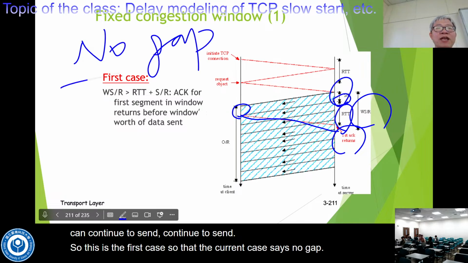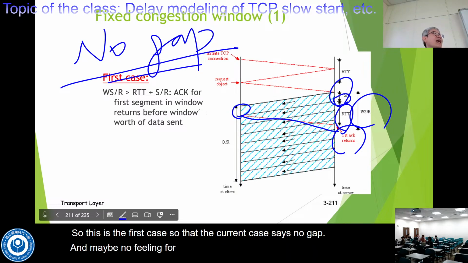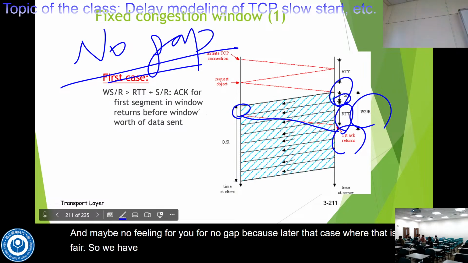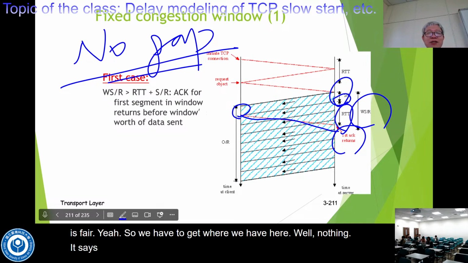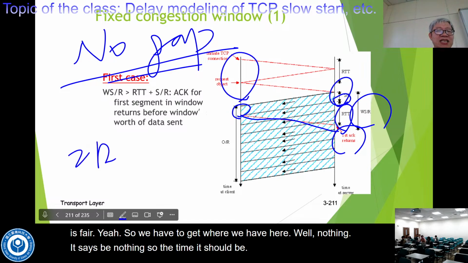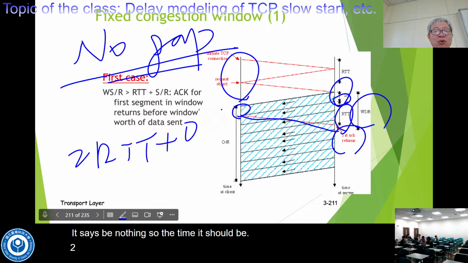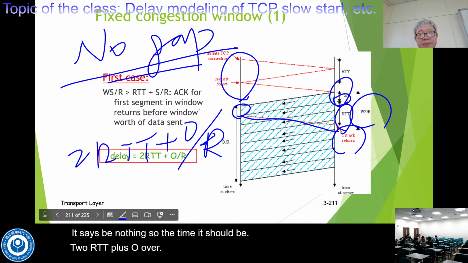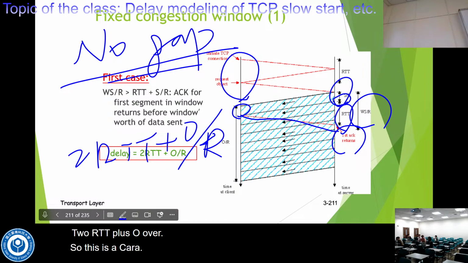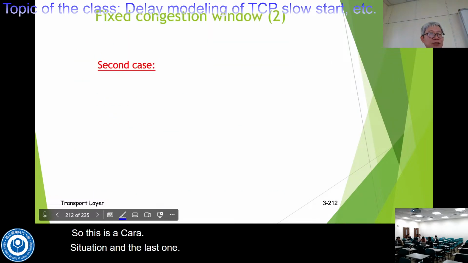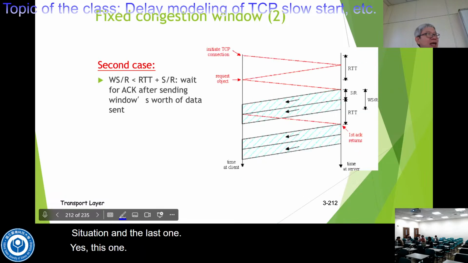Maybe you have no feeling for no gap, because in the later case, where does it fail? Yes, we have the gap. Currently, where do we have a gap? Well, nothing. It seems to be nothing, so the time should be 2 RTT plus S over R. So this is the current situation. And the next one, yes, this one feels different.